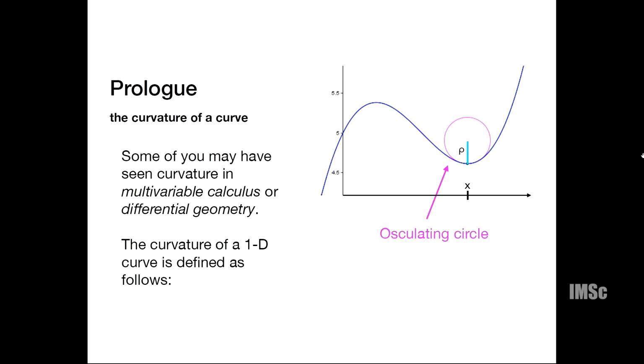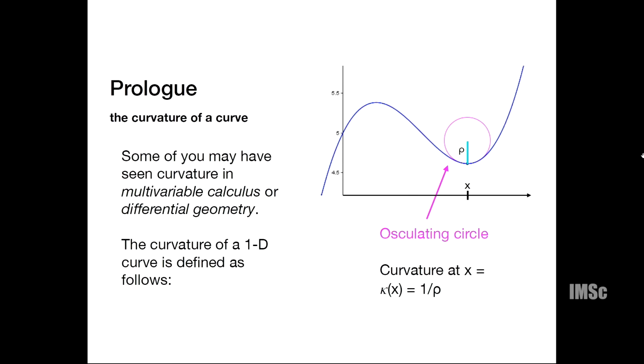So this is what's called the best fit circle, or the osculating circle, of the curve at that point. And that circle is unique, and it's going to have some radius, which is denoted by that rho there. So that radius is somehow capturing the curvature of the curve at that point, x. In particular, the curvature at x of this curve is just defined to be 1 over the radius of the osculating circle. So it's inversely proportional to the size of the osculating circle.